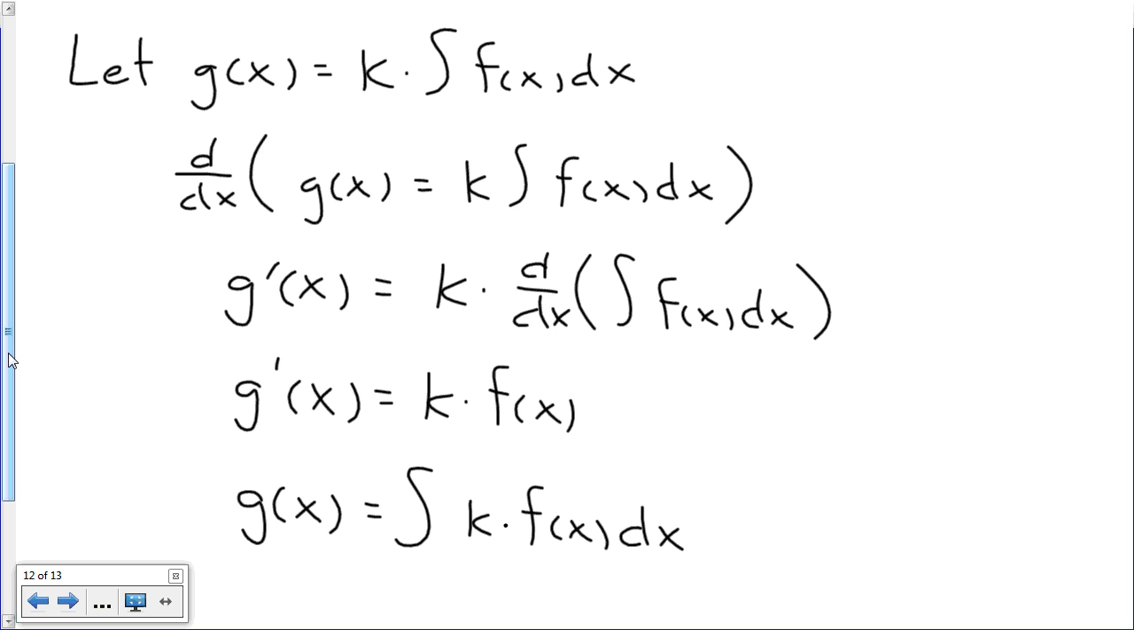I started out by saying g of x up here was equal to the right side of my property. And it turns out at the end that g of x is equal to the left side of that property. So g of x is equal to both of those, so therefore those two must be equal to each other.